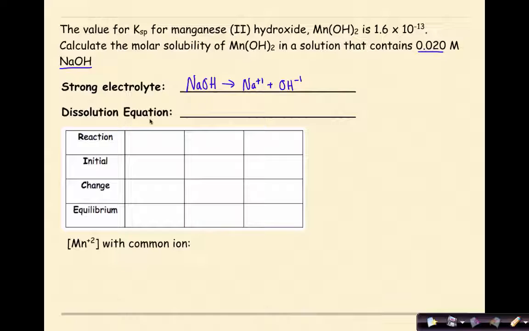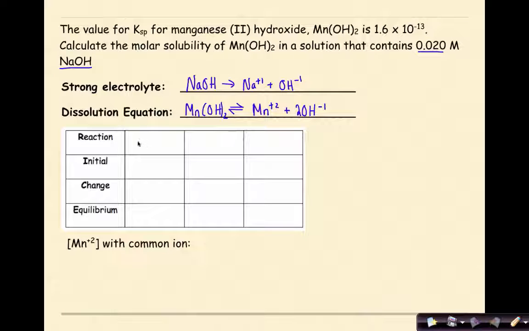To write the dissolution equation for the manganese(II) hydroxide, I would write Mn(OH)2, double arrow, because I know, based on the given KSP, that this is not going to dissolve all that much. But it will dissolve to some extent. So I'm going to write Mn+2 plus 2OH-1.